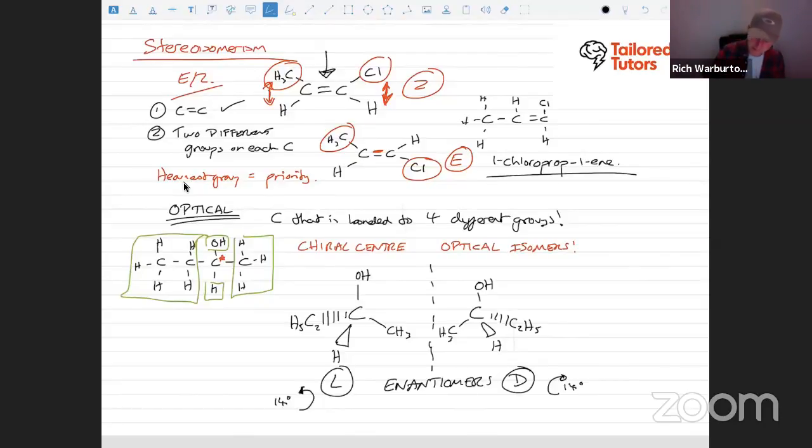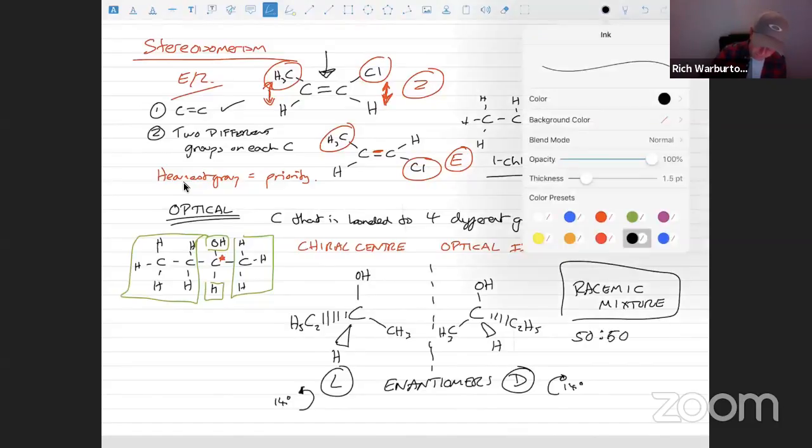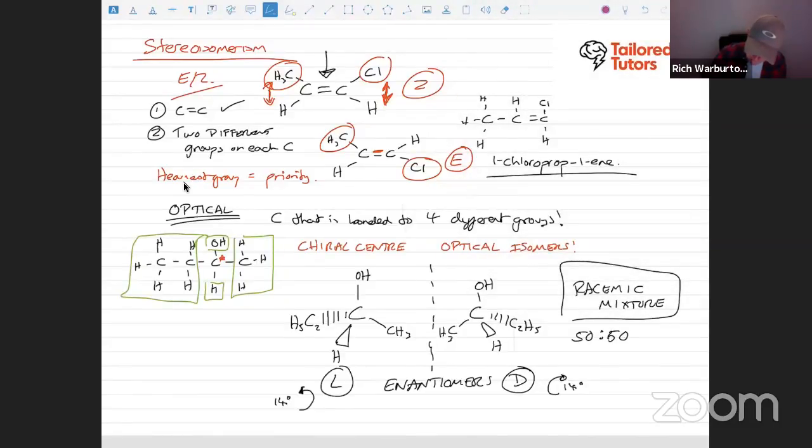Now, last bit on this, we can have a racemic mixture, or a racemate. This is where you have a 50-50, and a really important term here, I'm going to put it in purple: equimolar solution. That word equimolar, so you've got exactly the same number of moles in that solution of the L and the D isomer. That gives you a racemic mixture and has no overall effect on plane polarized light, because as one is trying to turn it clockwise, the other turns it anti-clockwise, and they just cancel each other out.